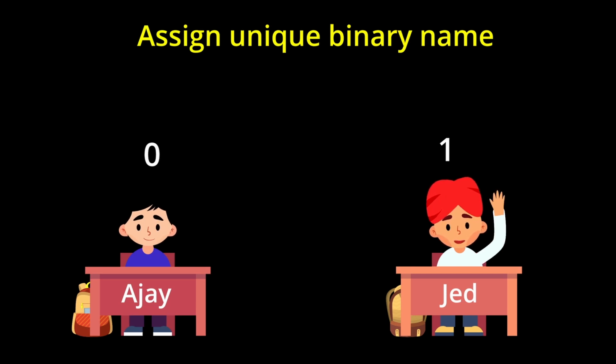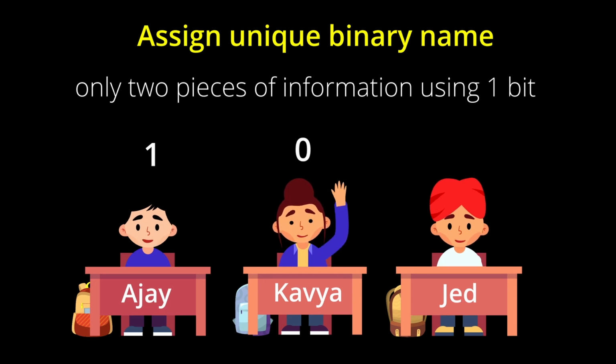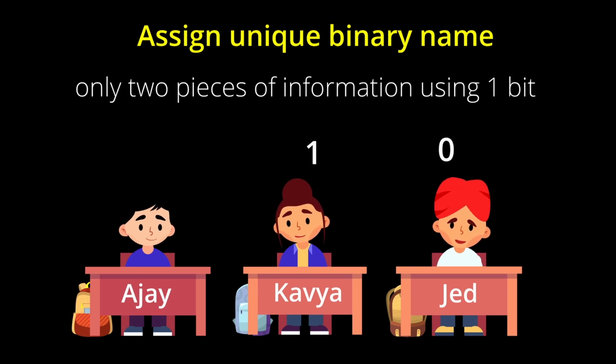I am done. What if I have to give binary names to three of my friends, say Ajay, Zed and Kavya? Single binary digit will not suffice here, because we can represent only two unique pieces of information with a single bit. So let me try adding one more bit.